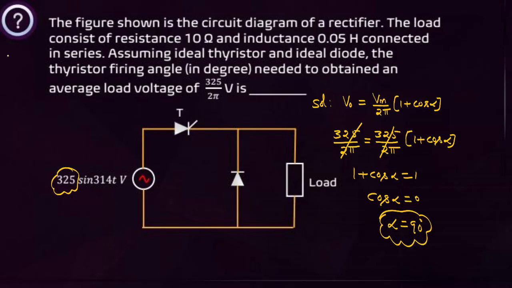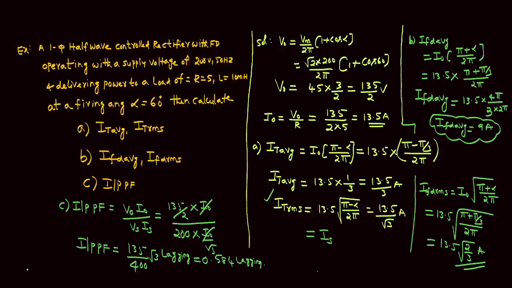Then with respect to RL and freewheeling diode, this problem you have to practice. In this problem, the average output voltage is given, and you have to calculate the firing angle. Average output voltage is similar to R load formula. V0 equal to Vm by 2 pi into 1 plus cos alpha. You have to equate it to the given average output voltage. From this you have to calculate the firing angle. And this is very important. All these are the expected models of questions. We may expect the average thyristor current, RMS thyristor current, average freewheeling diode current, RMS freewheeling diode current, and input power factor. All this we can expect.